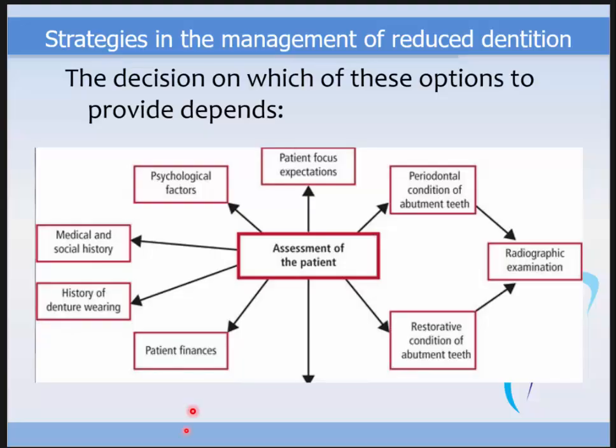So we need to assess the patients based on their expectations, based on their psychological factors, medical and social history, history of denture wearing, the patient's finances. Then if you look at the teeth, you need to check the periodontal conditions of the abutment teeth and also the restorative condition of the abutment teeth with the help of the radiographic examinations.